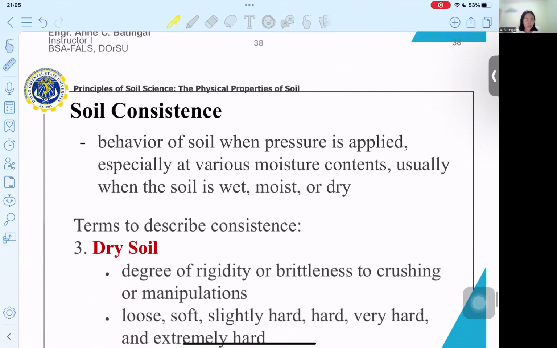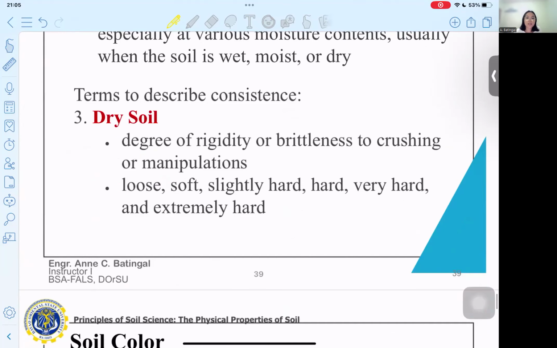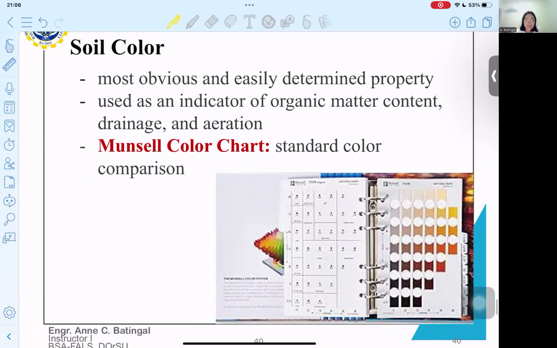Lastly, you have your soil color. Now, soil color is the most obvious, easily determined property that we can assess right in the field. So, your soil color is used as an indicator, usually of organic matter, drainage, and state of aeration, and it is compared using what is called the Munsell color chart. So, this is used as a form of comparison for your color.